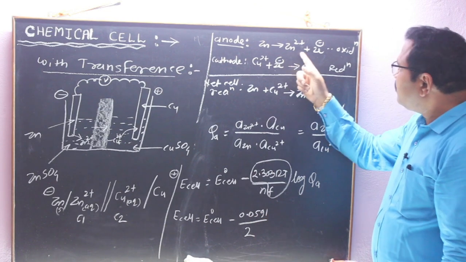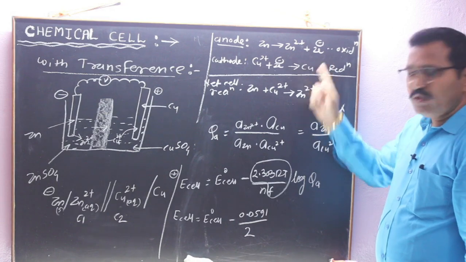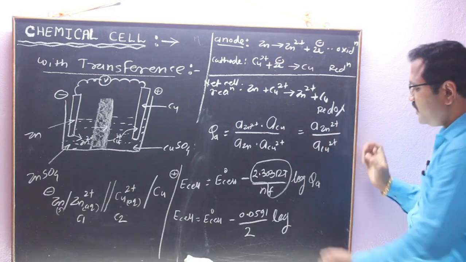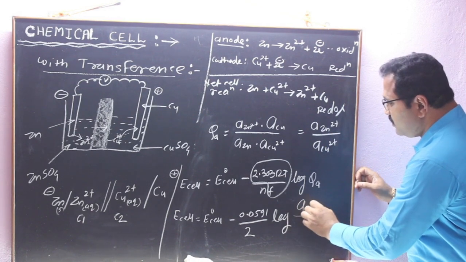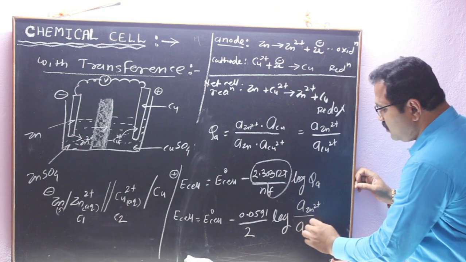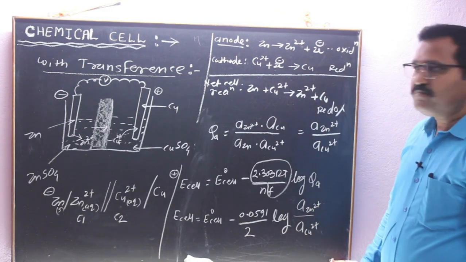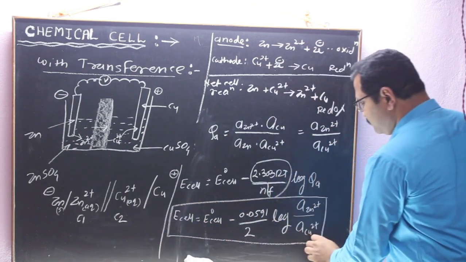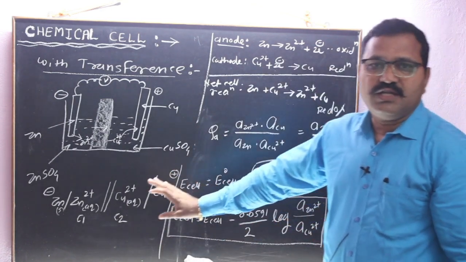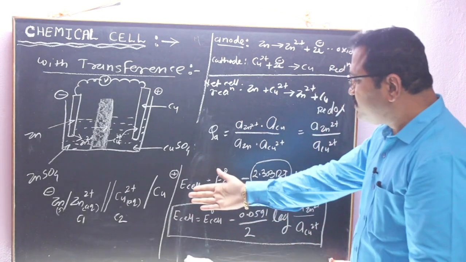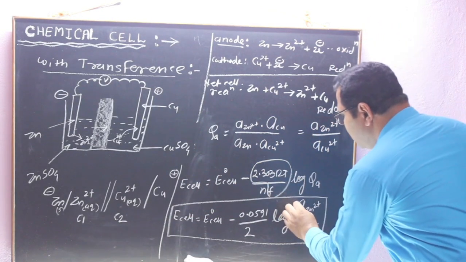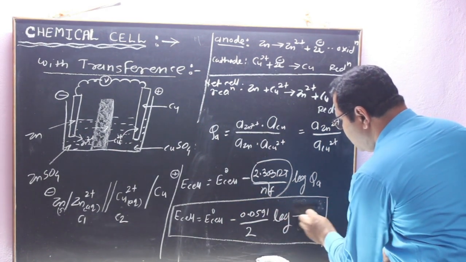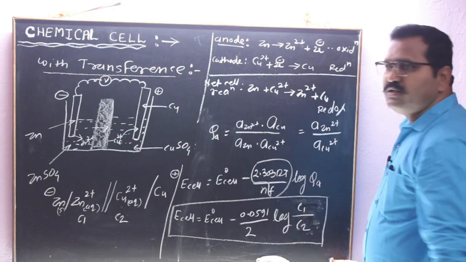And here n, the number of electrons transferred per ion, is 2. Therefore 2, and log of Qa, the reaction quotient, activity of Zn2+ upon activity of Cu2+. Okay, this is the Nernst equation for this particular Daniell cell. Or if we put C1 and C2, instead of the activity of Zn upon activity of Cu, we will get C1 upon C2, whatever may be.